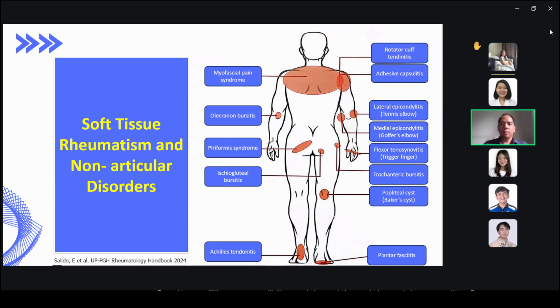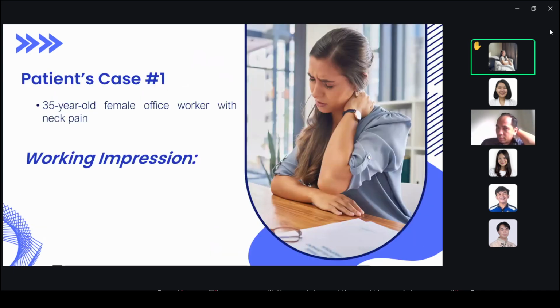Myofascial fasciitis, Doc, or myofascial pain syndrome. For our first patient. Sorry, Doc, I think that is for the second patient. Okay, so let me just answer it myself.